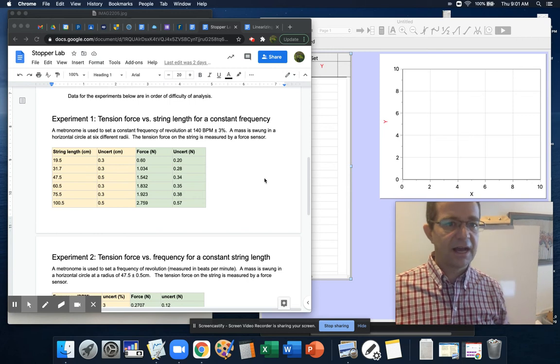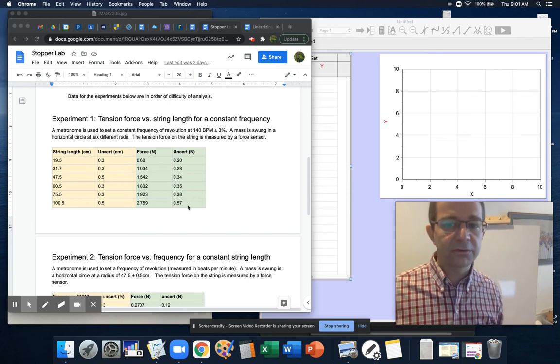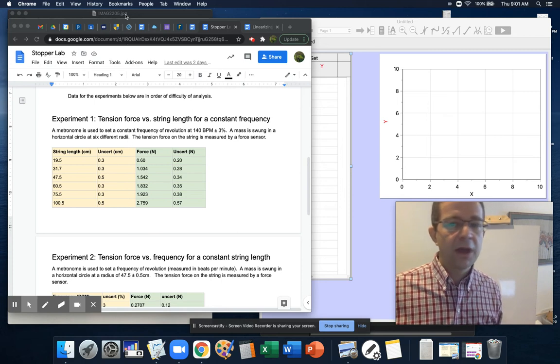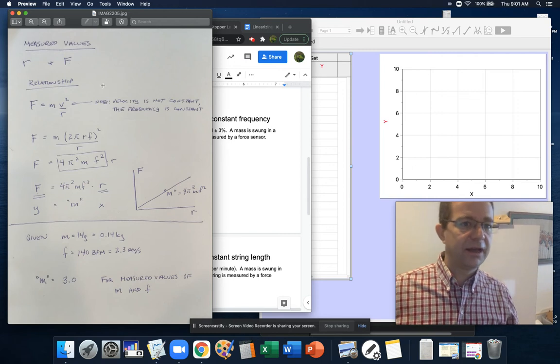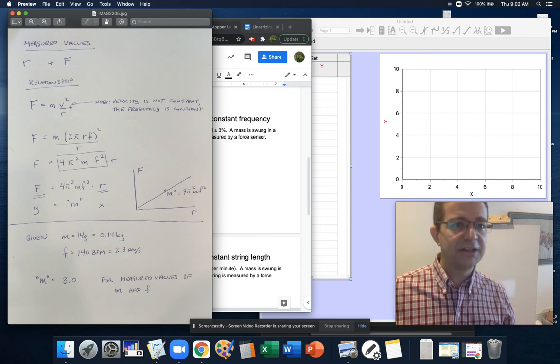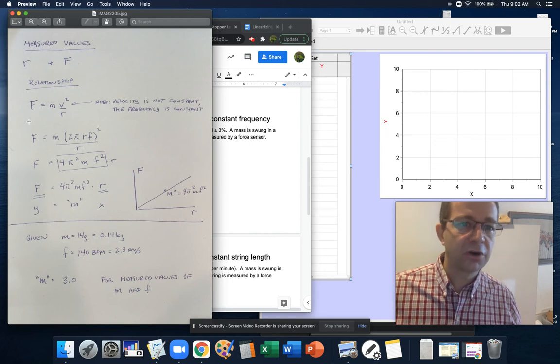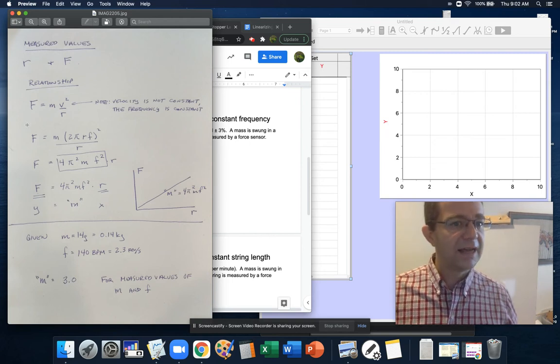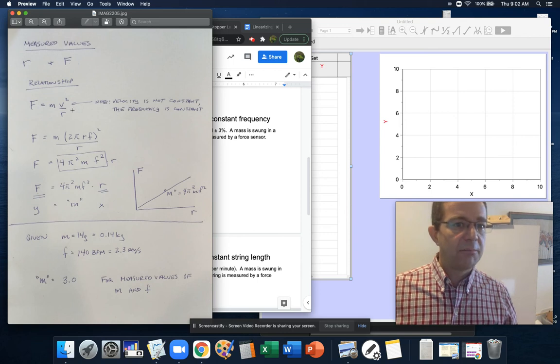So to start with, I want to think about what's the relationship that I expect between tension force and string length. And I've written that out here. The measured values that we have are the radius and the force. So the relationship that we're looking at is going to be F is equal to mv squared over r, the expression for centripetal force. We might be saying, oh, we've already got a relationship between F and r. However, we have to make a careful note, and this is the thing that's important and special on this one.